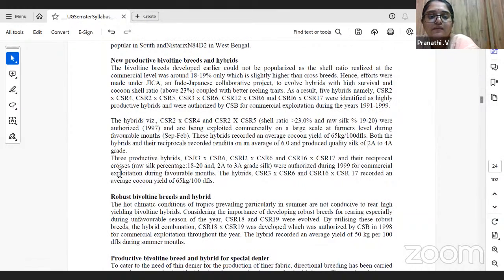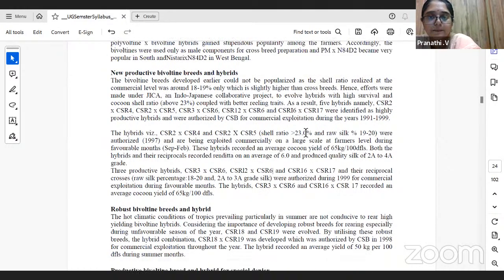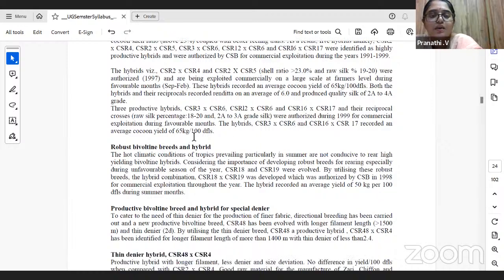So again, there were three productive hybrids: CSR3, CSR6, CSR12, CSR6, CSR16, CSR17. What happened was they tried to do reciprocal crosses along with them. So the raw silk percentage is around 18 to 20%, but you're going to get a 2A, 3A grade silk, not your A grade silk as seen in your Karnataka. So commercial exploitation was performed again during favorable months. If you see these kinds of breeds, that is CSR3, CSR6, CSR16, 17, they had an average cocoon yield of around 65 kilos per 100 DFLs.